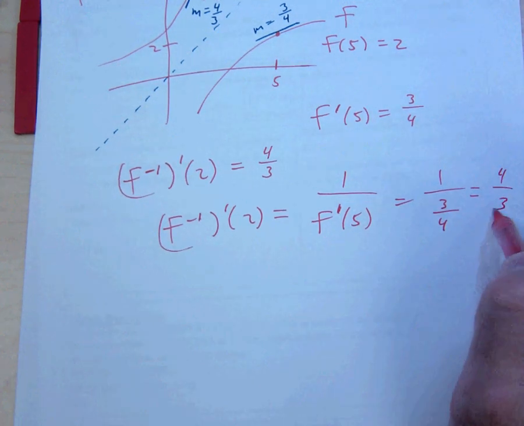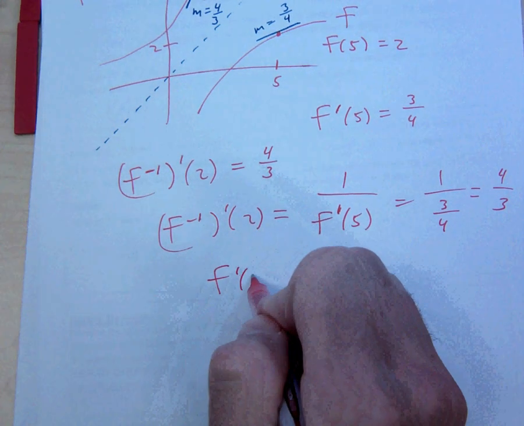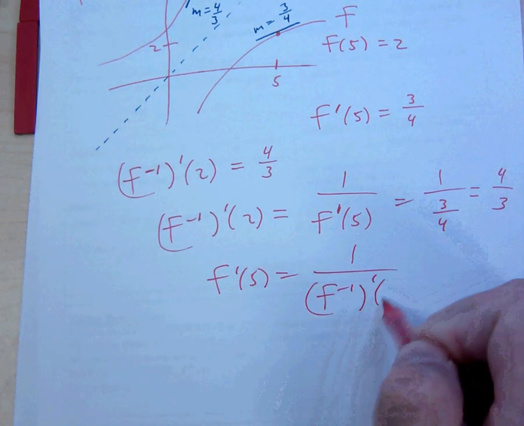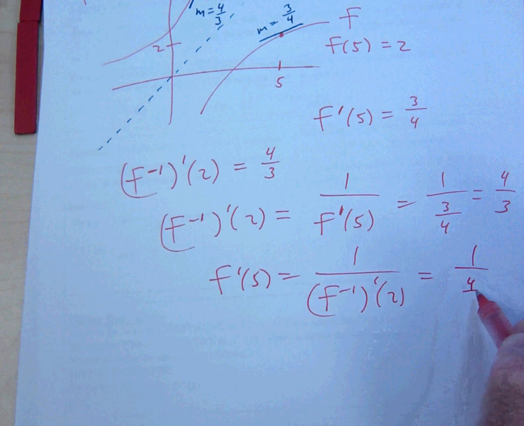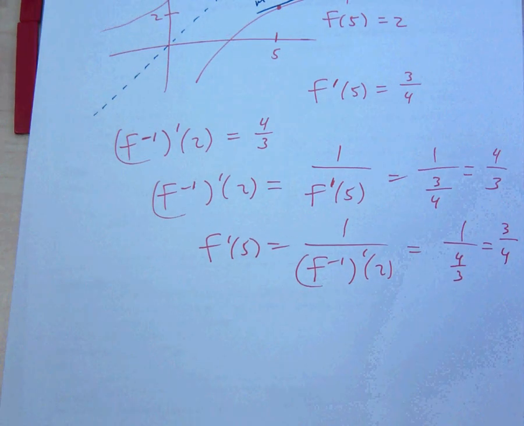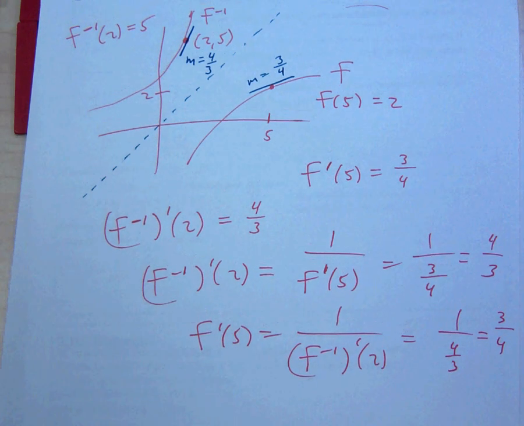4/3. So that's another way of looking at it. Are you with me on this, guys? And you could do it the other way as well. You can say f prime of 5 is 1 over f inverse prime of 2, right? Which is 1 over 4/3, which is 3/4, okay? Any questions on that? Does this make sense?